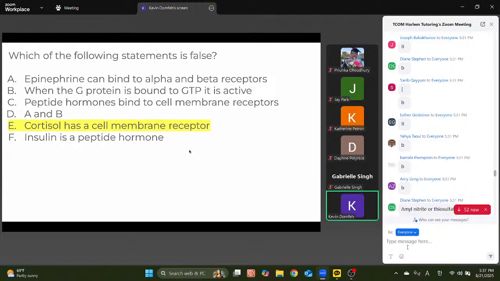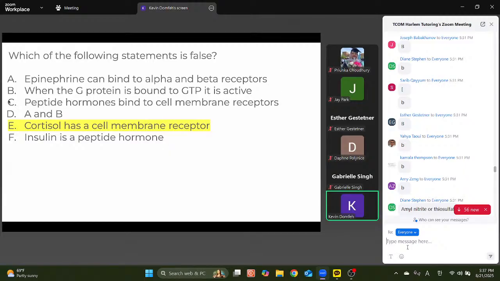Can someone explain to me why E is the answer? Is it because cortisol is a steroid hormone? Yeah, it's a steroid hormone, so it dissolves through the membrane and just diffuses through. It does not have a membrane receptor. You find membrane receptors with what kind of hormones? Hydrophilic, aka your peptide hormones, right? And insulin is a prime example. Insulin is a peptide hormone, right? Good.